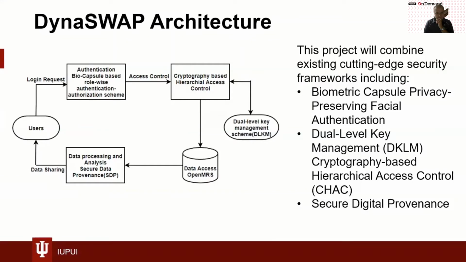Some of the security components we embed into the OpenMRS image are biometric capsule-based privacy-preserving facial authentication, which we'll see, and also two-factor authentication. We include dual-level key management, which is a cryptography-based hierarchical access control model. And we include secure digital provenance. I'll go over each of these in detail later in the presentation.